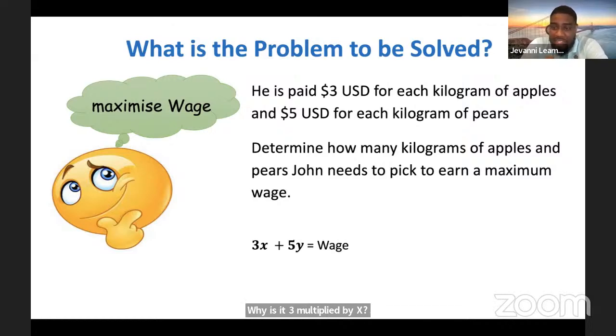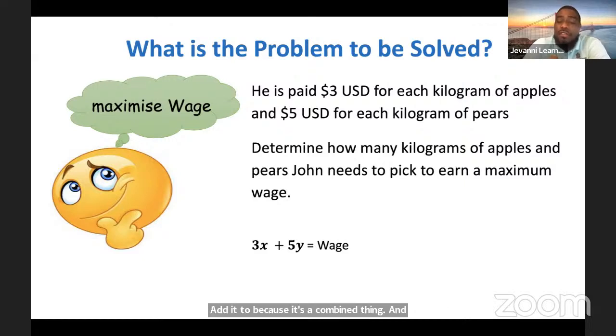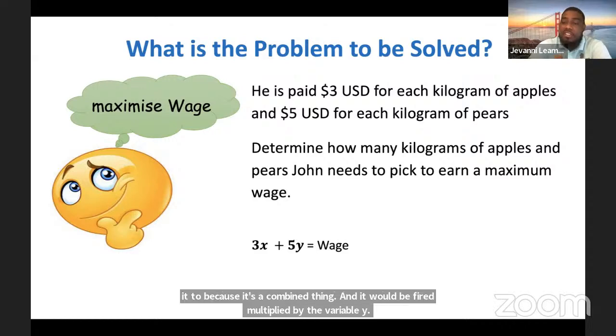Anybody? Because x represents apples. All right, x represents the number of kilograms of apples, and the 3 represents the US dollars that you get, right? So this is why we have 3 being multiplied by the variable x, added to, because it's a combined thing, 5 multiplied by the variable y. All right, so that is equal to our wage.